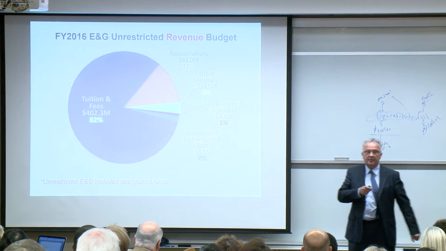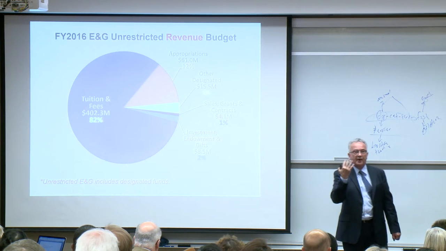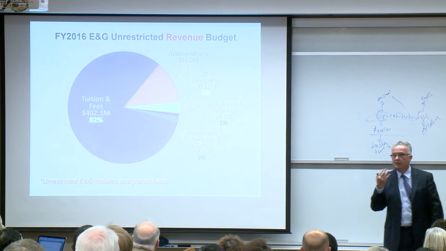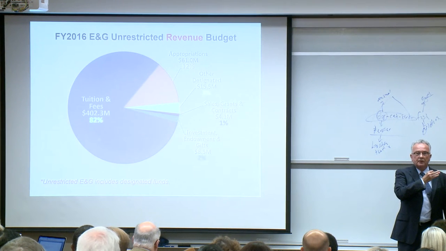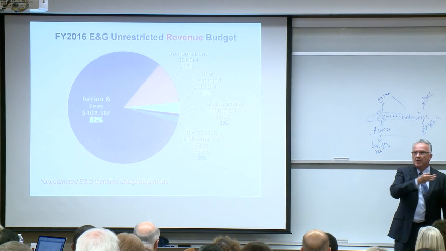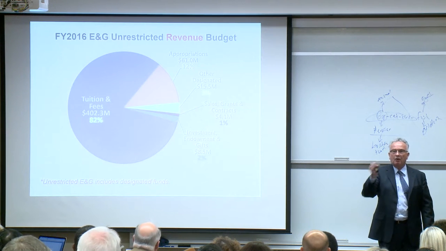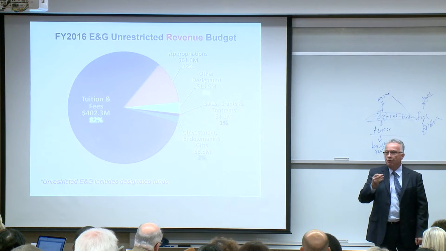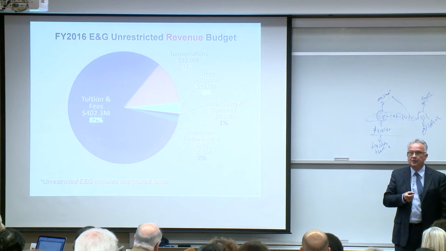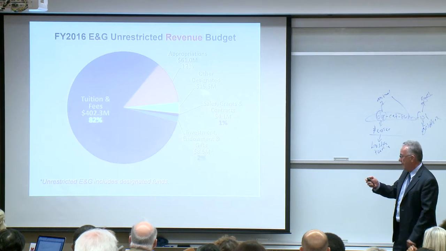When we compare ourselves nationally to public universities, we're in the top five with regard to dependence upon enrollment and tuition. When we look at those private institutions of $100 million or more, more than half of them are less dependent upon tuition and enrollment than we are. And that's one of the significant issues that we have been facing and continue to have to deal with.